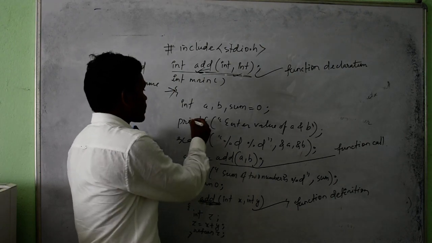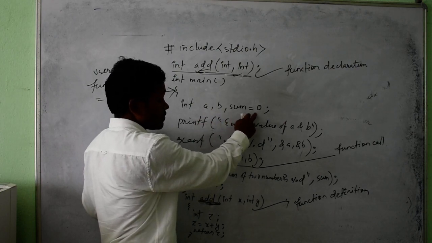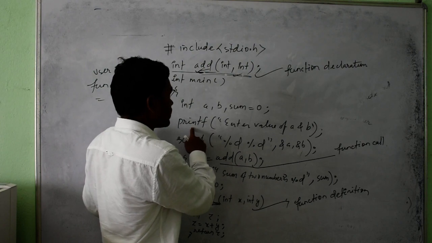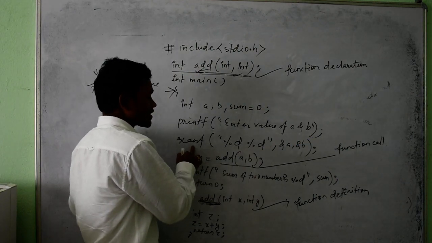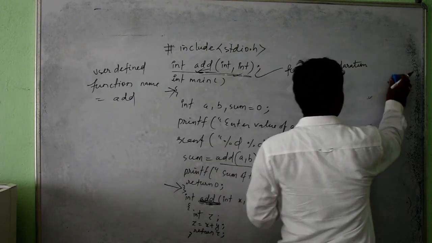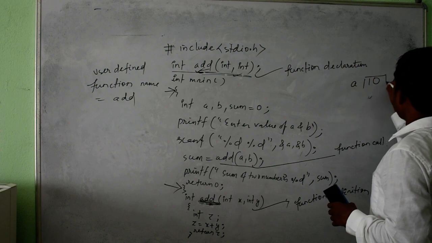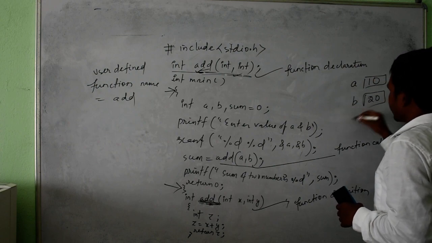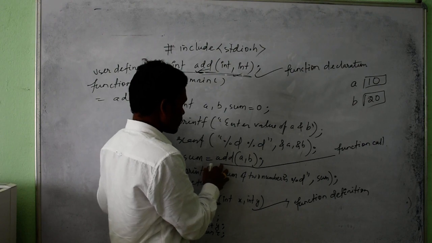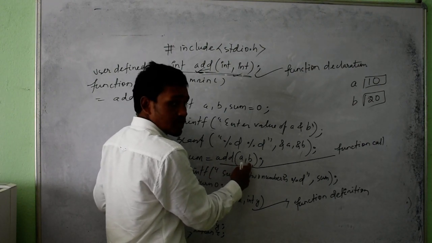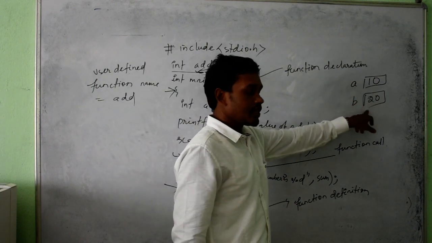Okay, so see, I have declared three variables, a, b, c, and sum is assigned with 0. Next, printf, enter value of a and b. Using scanf, suppose we entered the value of a and b as 10 and 20. See next line. What is written? add(a, b). Okay, where a and b are variables with the values given, 10 and 20.